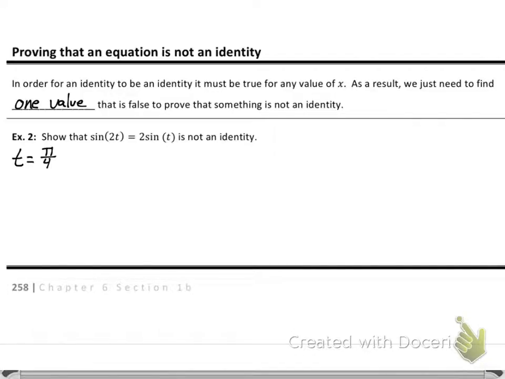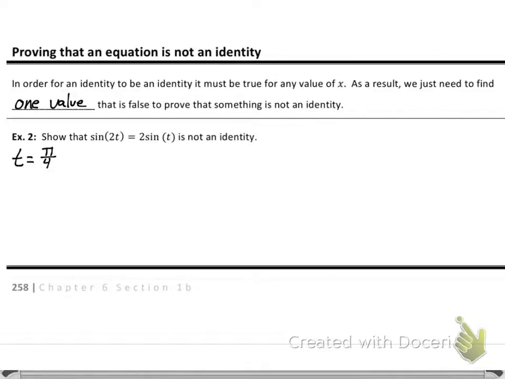I picked pi over 4 because 2 times pi over 4 equals pi over 2. Pi over 2 is on our unit circle, right? And then another t is pi over 4. Pi over 4 is on our unit circle. I'm going to pick values that show up on my unit circle that I generally know. I know my pi over 2, and I should know my pi over 4, especially how it deals with sine. So this value is up to you, what you pick.